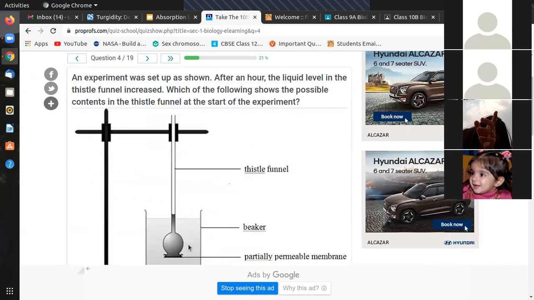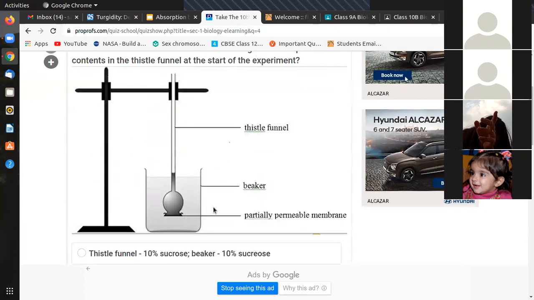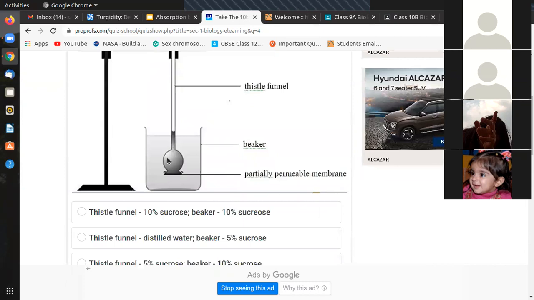Okay, so there is this Thistle funnel. It is attached with this partially permeable membrane, and after an hour, the level of the liquid inside the funnel is increased. And they are asking what could be the possible solutions present inside the funnel and outside of the funnel.